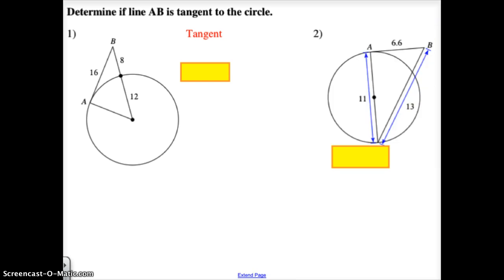Take a look at this one here. Is AB a tangent here? Using the Pythagorean theorem here, we know that 6.6 squared plus 11 squared does not equal 13 squared, and therefore we can say that AB is not tangent.